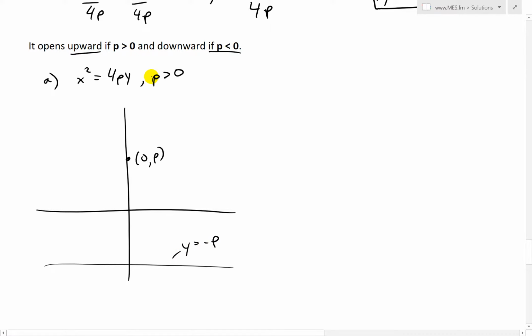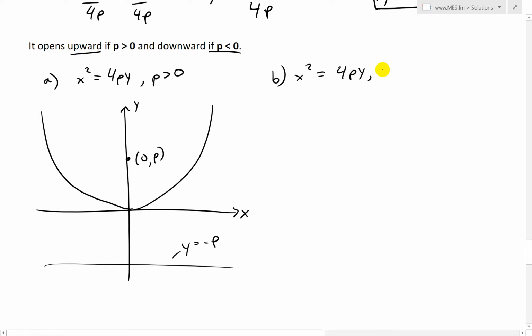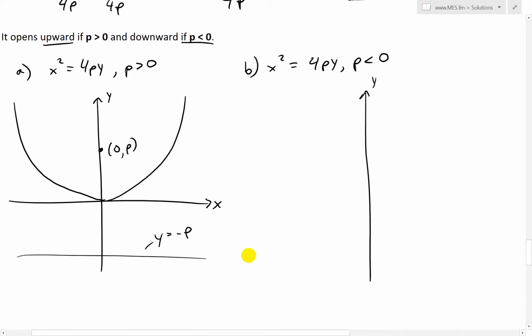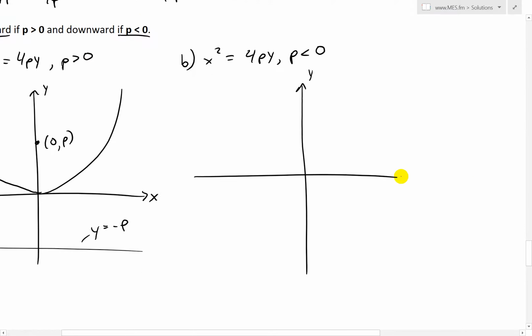So if p is positive, the directrix is going to be at the bottom, and our parabola goes up like that. And again, this is our y-x axes. Now for the other case, if p is less than 0, again we have x squared equals 4py. If p is less than 0, what this means is (0, p) is going to be negative, so it's going to be on the bottom. So if we draw this out, y like that, x.